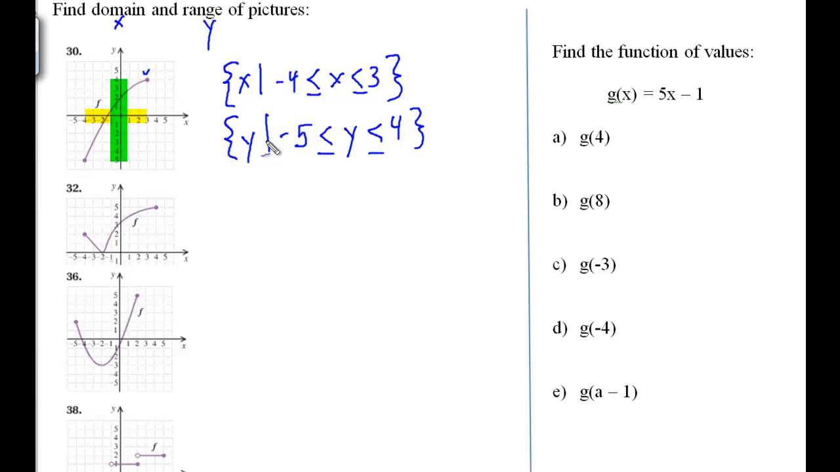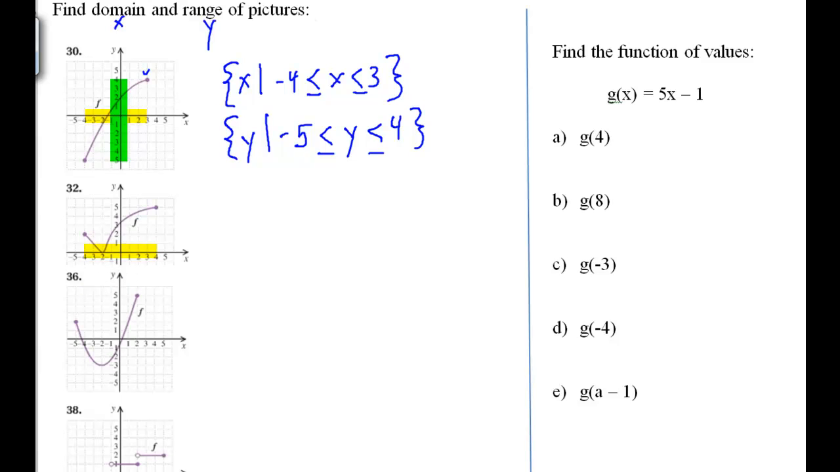Alright, let's get the highlighter out, and let's do that for the domain first. Let's go with a yellow. Alright, so we are going to take a look. It looks like my x's are going to go from this dot to this dot, so it's going to be between -4 and +4 there. Okay, so between -4 and +4.